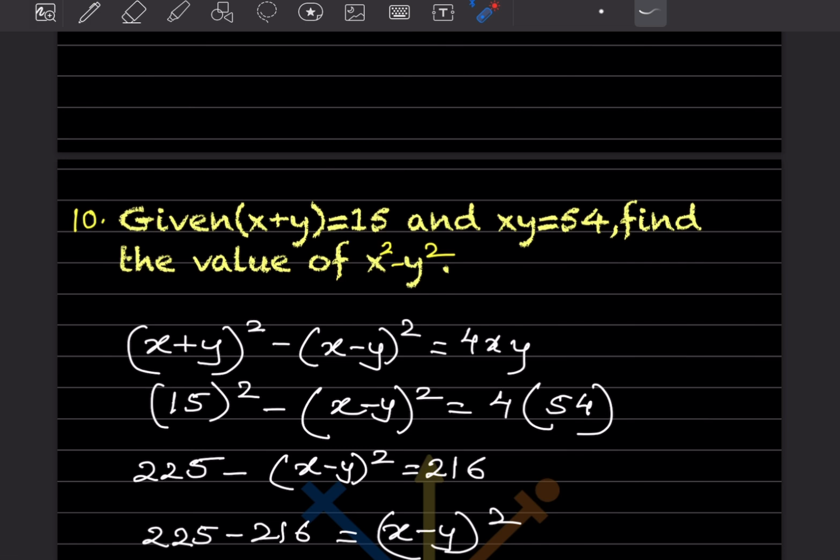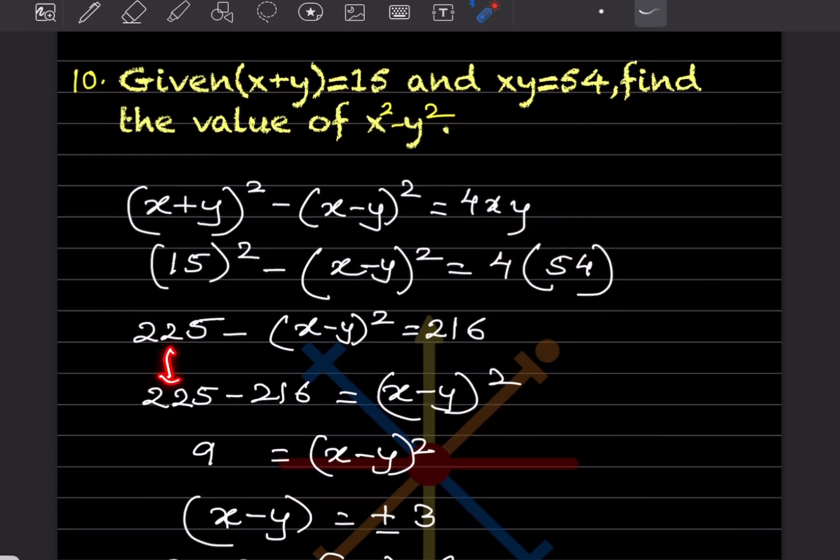We'll use this identity. There is one more identity: (x plus y) whole square minus (x minus y) whole square is equal to 4xy, because we want x square minus y square. Now x plus y is given, that is 15 square, minus (x minus y) whole square, which we don't know, is equal to 4 times xy, and xy is given as 54. So in place of this we write 54. This is going to be 225 minus (x minus y) whole square, and when you multiply, this is going to be 216.